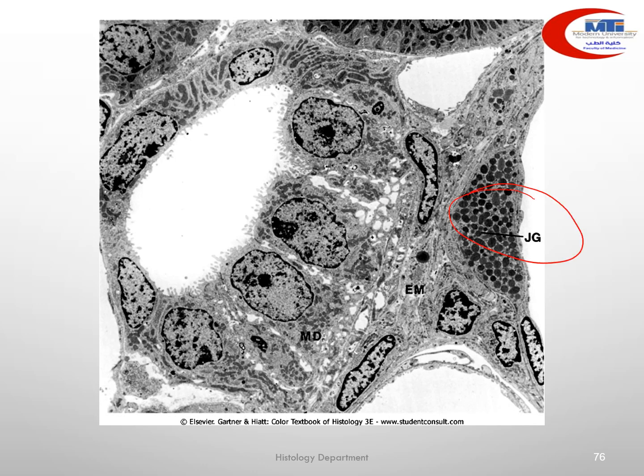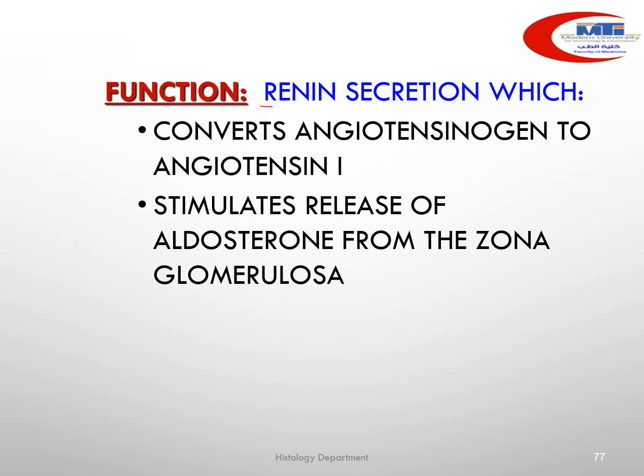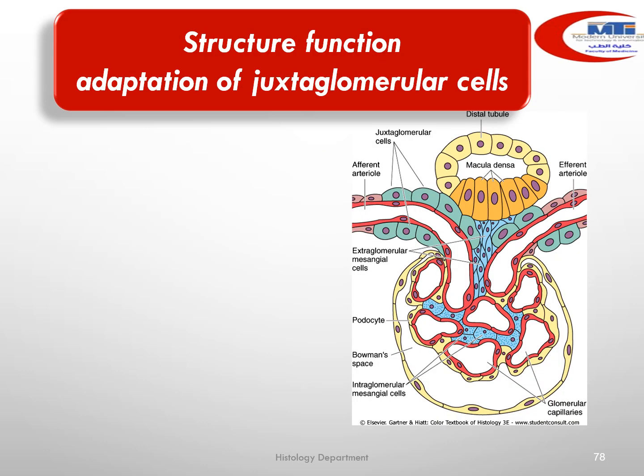This is the juxtaglomerular cell. Its function is to secrete renin. The renin would change angiotensinogen into angiotensin 1, and then angiotensin 1 would change into angiotensin 2. That would allow the release of aldosterone, okay, to increase the blood pressure.